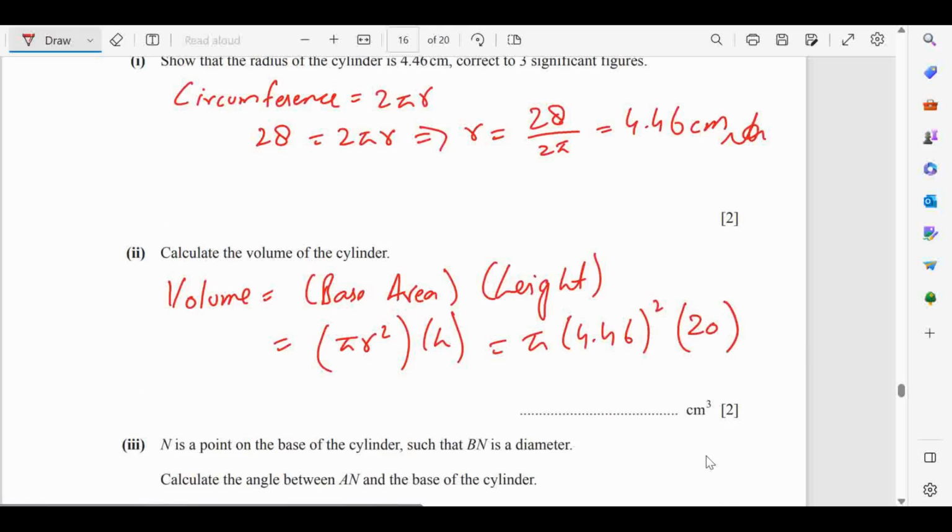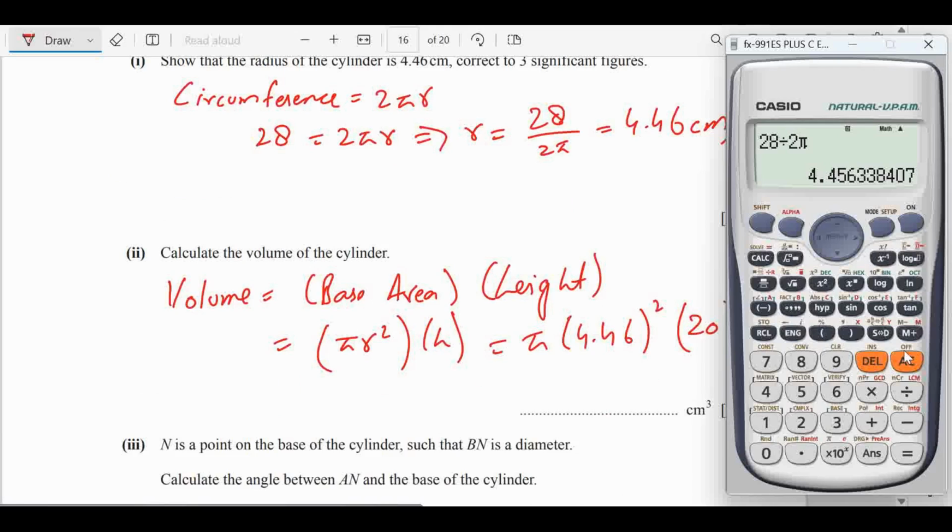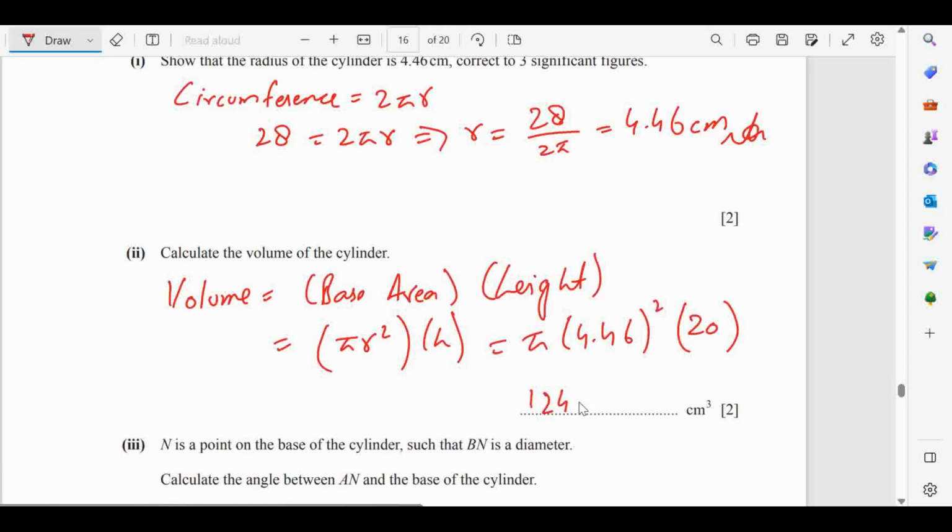Let's calculate it. So 4.46 square multiply by 20 multiply by pi. So this will be 1249.83. So 1249.83 centimeter cube. This will be the final answer. Let's move to the third part.